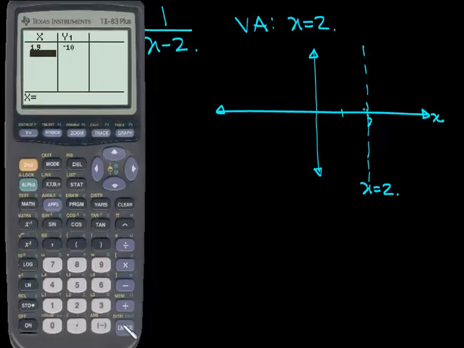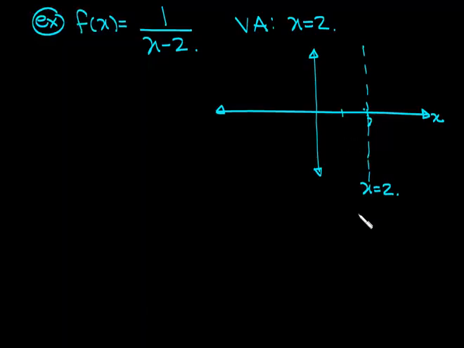What happens to y? It's minus 10. How about 1.99? It's minus 100. How about 1.9999? Okay, it's minus 10 raised to 5. So you can see what's happening. As you're getting closer and closer to 2, the value of the function is getting smaller and smaller because it's negative. So it's negative 100, negative 1,000, negative 10,000, and so on.